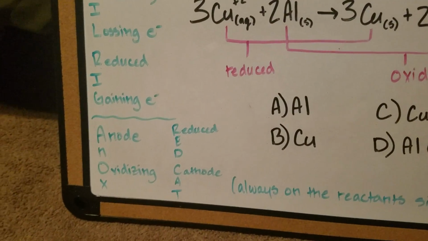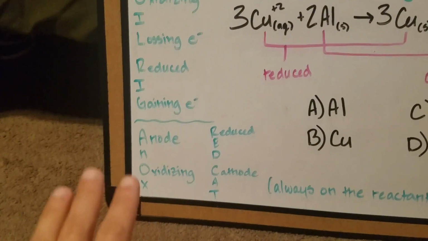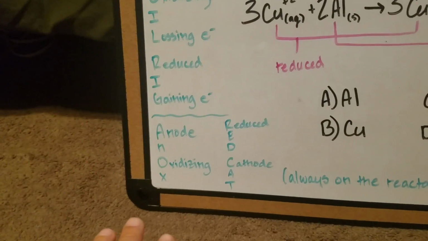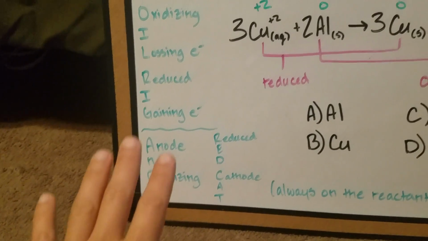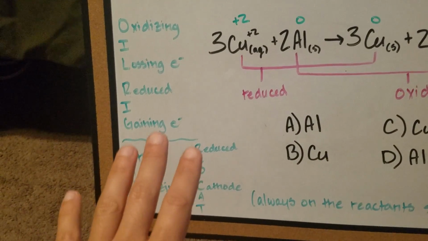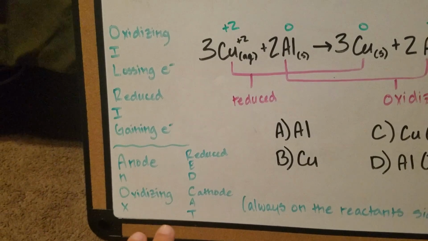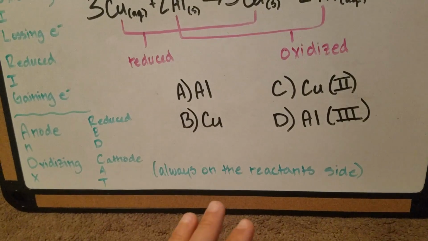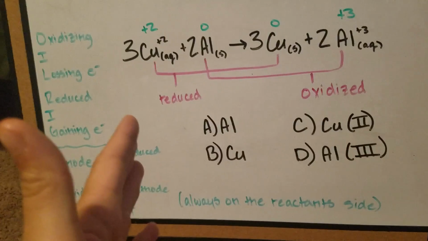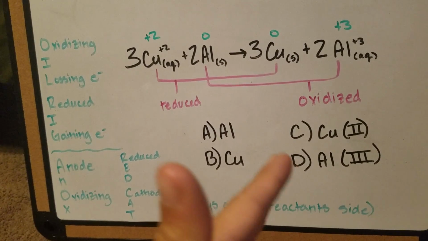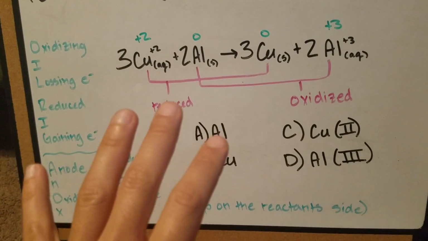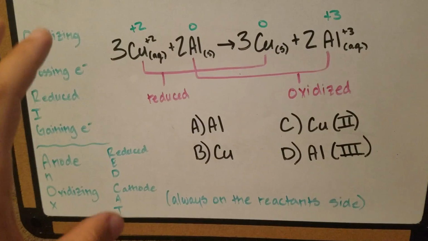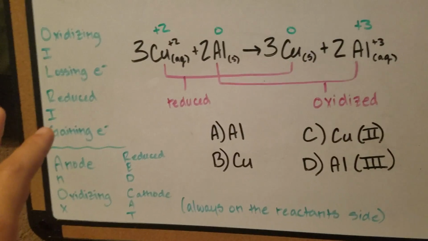Another little saying that we can use to remember it is AN OX. So anode goes with the oxidizing agent, and then RED CAT: whatever is being reduced is going to be the cathode. And we also know that the cathode and the anode are always going to be on the reactant side because they don't yield anything else. So the anode and cathode are always with the reducing and oxidizing agents on the reactant side.